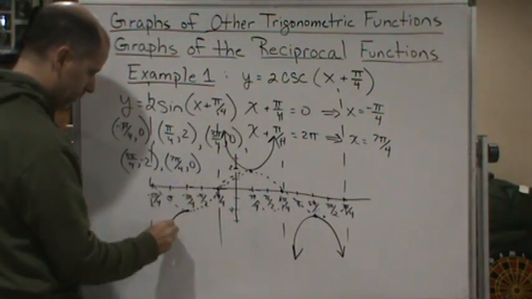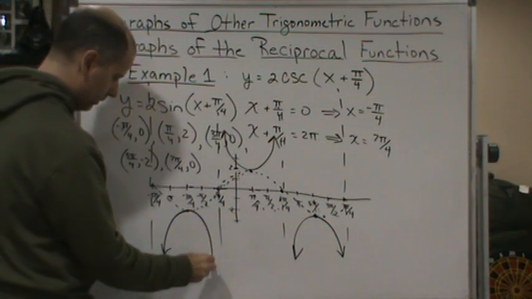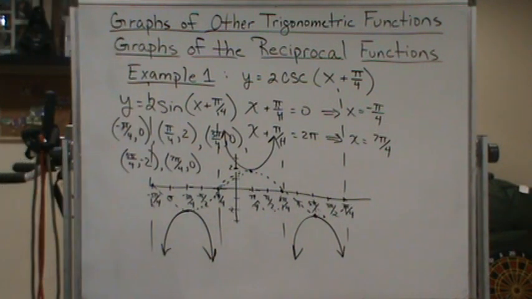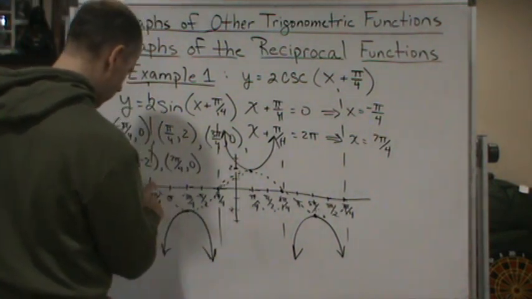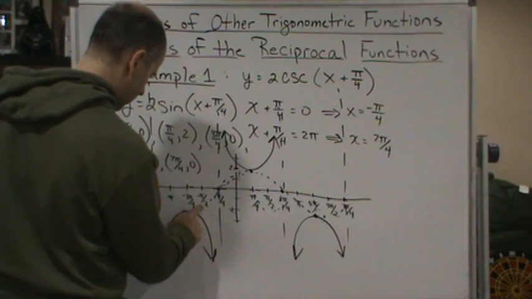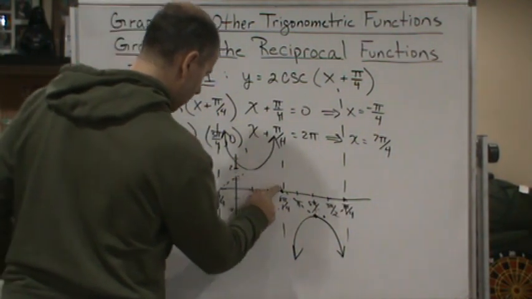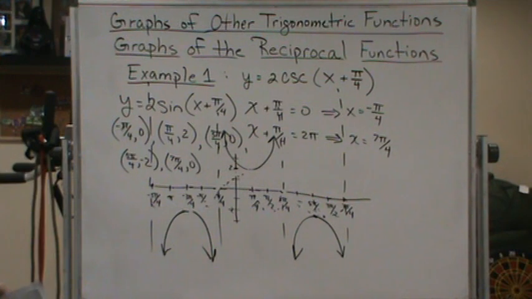And then over here. And so at that point, you can just disregard the dotted line, right? And that's how you sketch the reciprocal function.